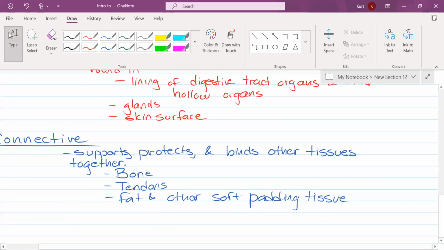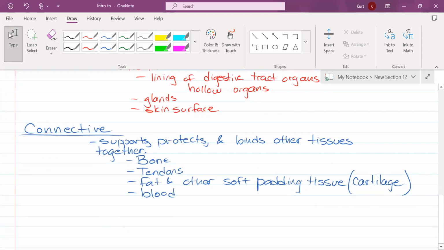What type of tissue is found at the ends of bones to prevent bone-on-bone grinding? When you get arthritis, this tissue is pretty much gone, and you do have bone-on-bone grinding. Cartilage, yeah. If you go to KFC, that chewy stuff that's at the end of a bone, that's cartilage. Don't chew that. It's nasty. And blood. Blood is actually considered connective tissue.